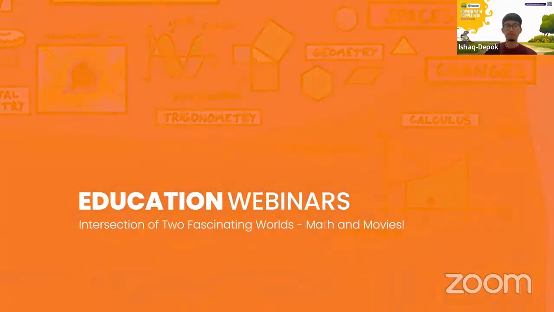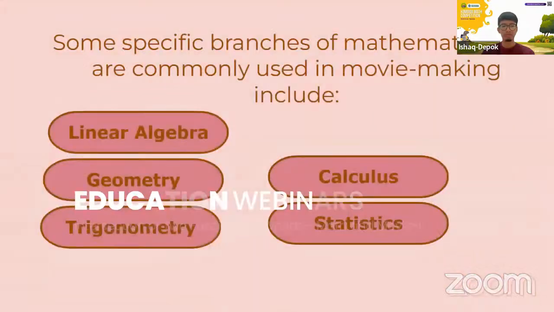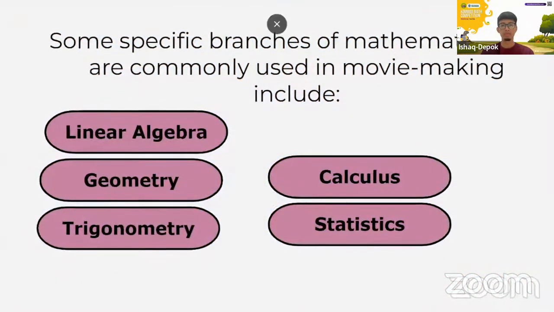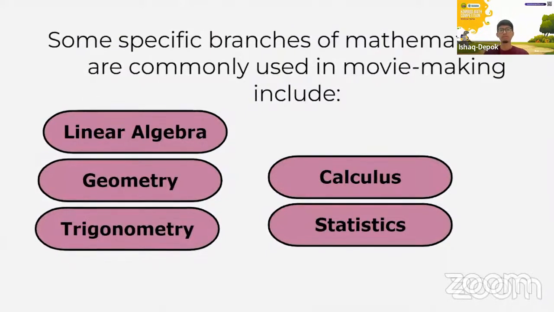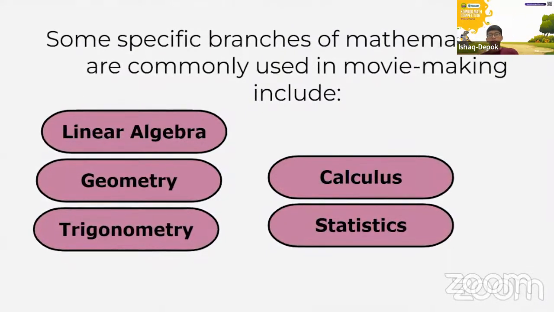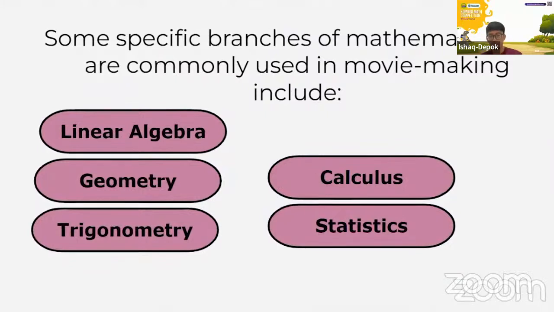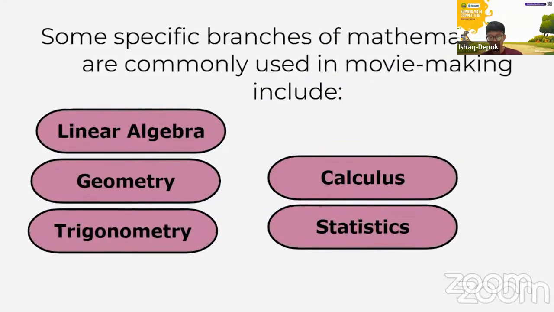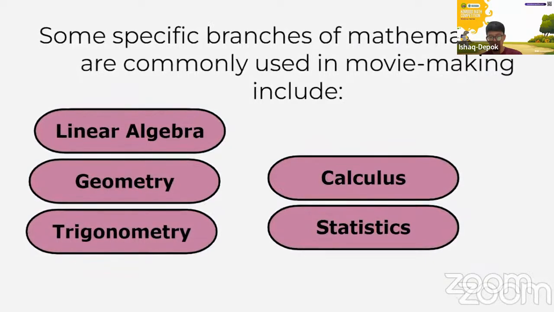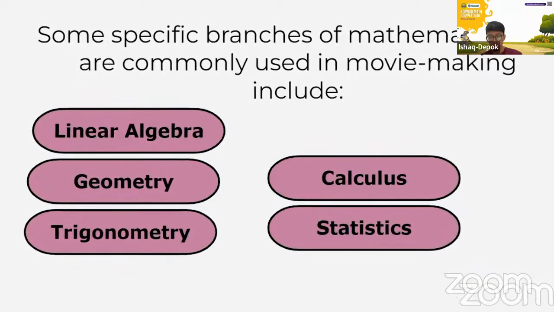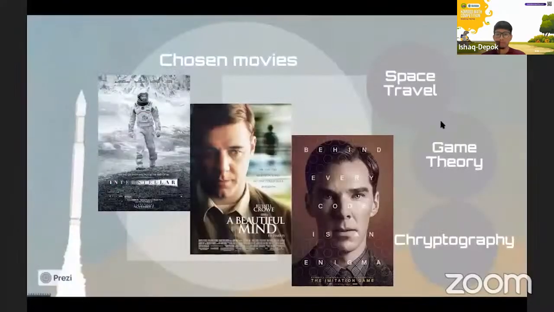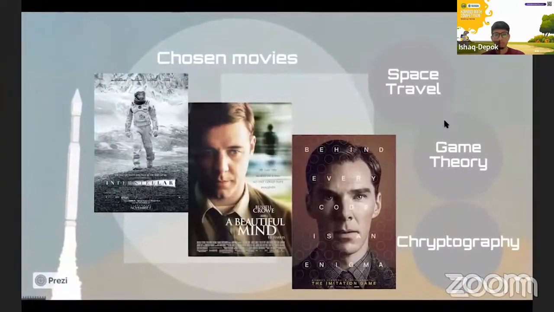Three-dimensional objects, camera movement in computer graphics, and then calculus. We use calculus to create smooth and natural-looking motion in animation, as well as calculating lighting and shading effects. And in geometry too, we use it to calculate shapes, sizes, and 3D objects and create realistic perspective in virtual environments. The Imitation Game is about cryptography.